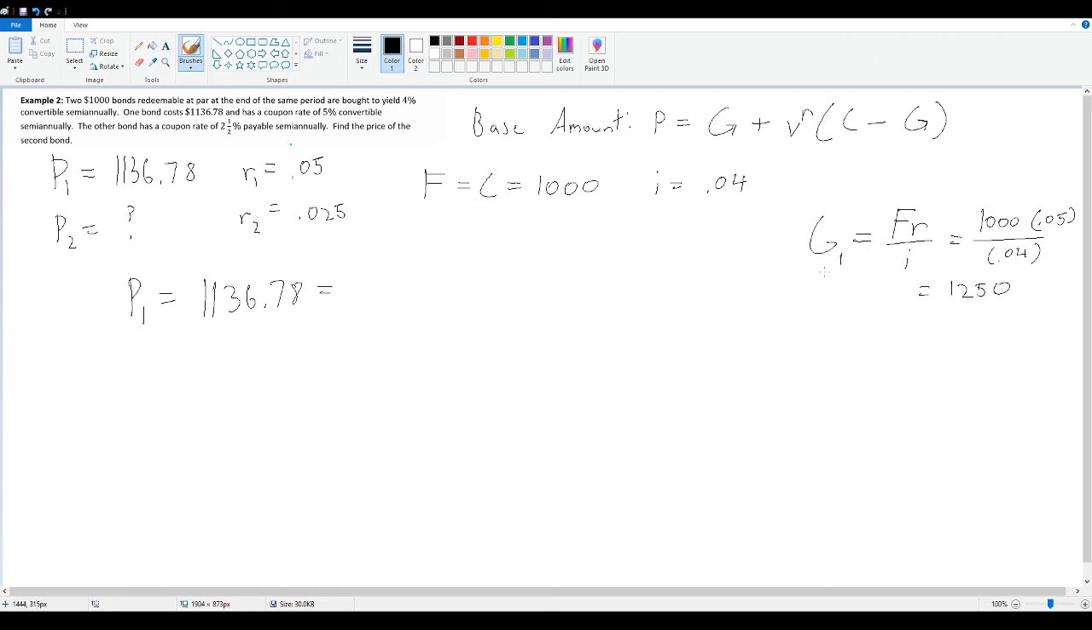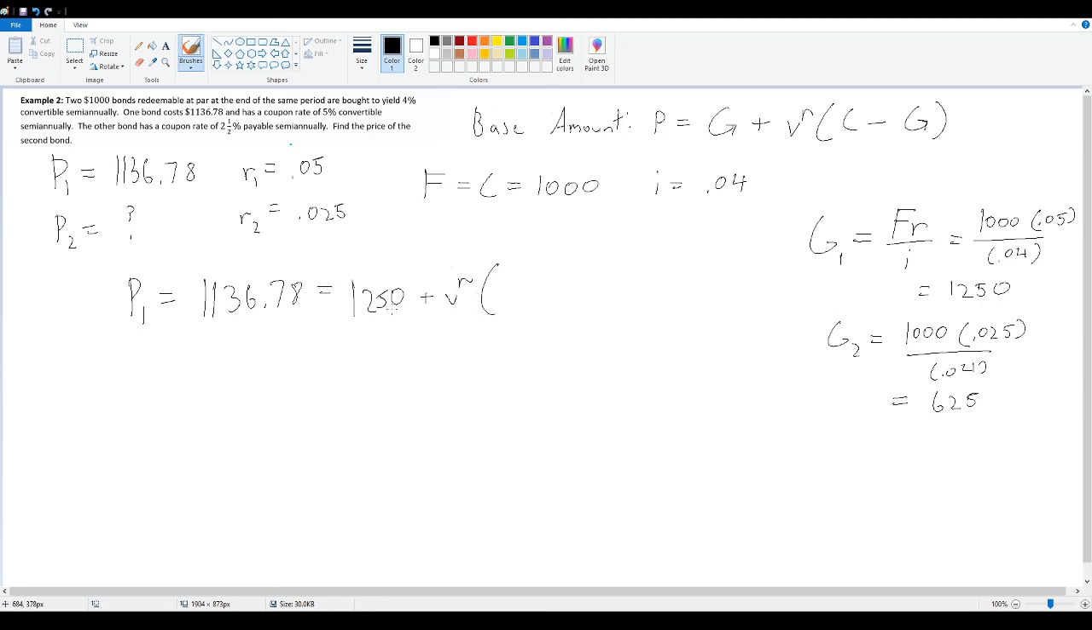Since we already calculated G1, let's calculate G2 as well. The process is going to be the same. It also has an F equal to 1,000, except that the coupon rate is 0.025 instead. We'll have G2 equal to 625. We'll save that for later. But for now, let's start solving for P1. We're actually starting by solving for v^n.